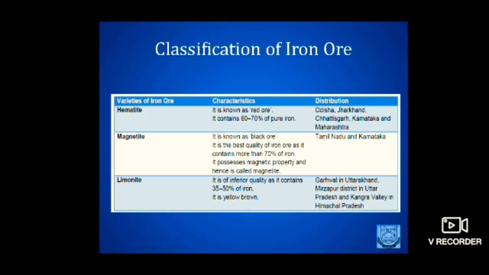Okay, it is also very important for us to learn about the distribution of these iron ores in different states. Hematite is highly distributed in Odisha, Jharkhand, Chhattisgarh, Karnataka and Maharashtra. Magnetite is highly found in Tamil Nadu and Karnataka. Limonite is highly found in Uttarakhand, Uttar Pradesh, and a little in Himachal Pradesh.